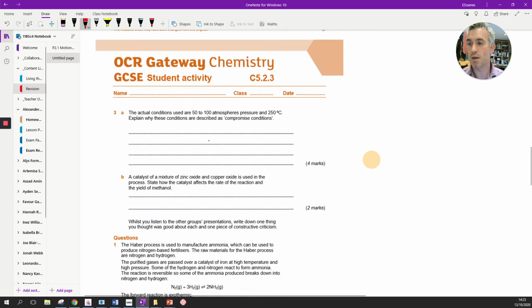So conditions, they're difficult. It's difficult to get high pressure with a low T, so therefore, compromise in between the two.